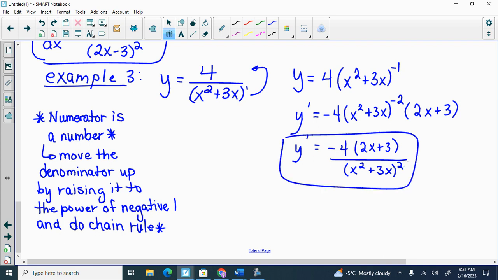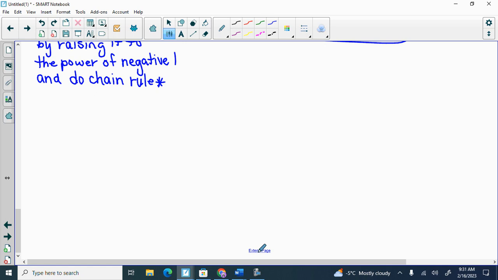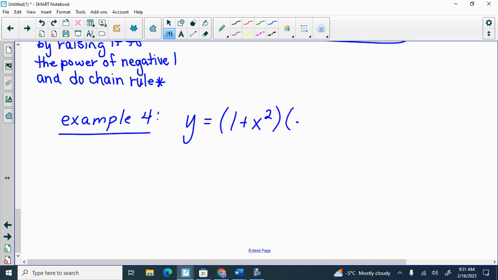Okay, another example. I'm going to give you y equals 1 plus x squared times e to the x, and I want the second and third derivative.